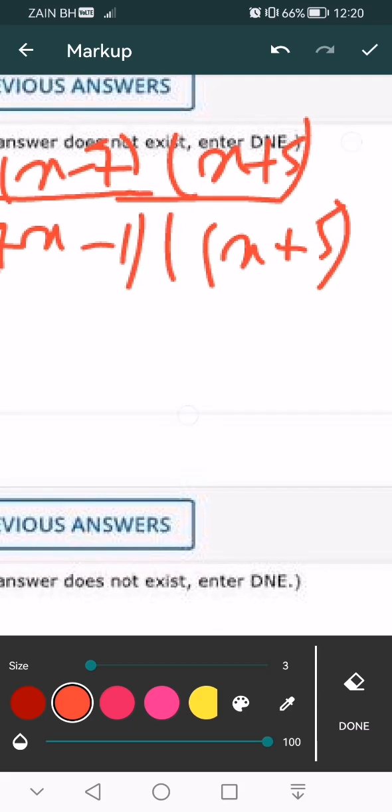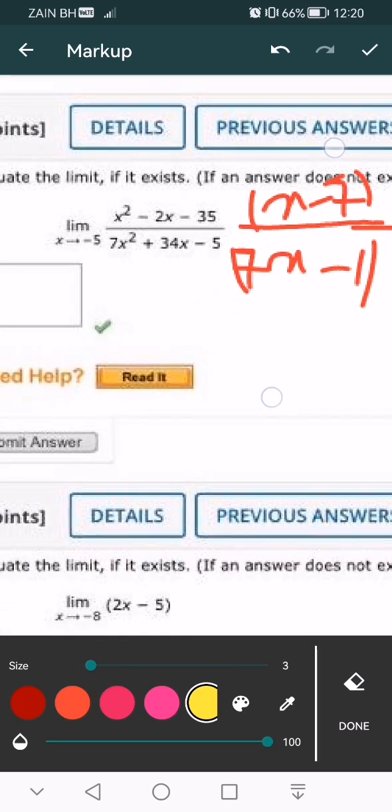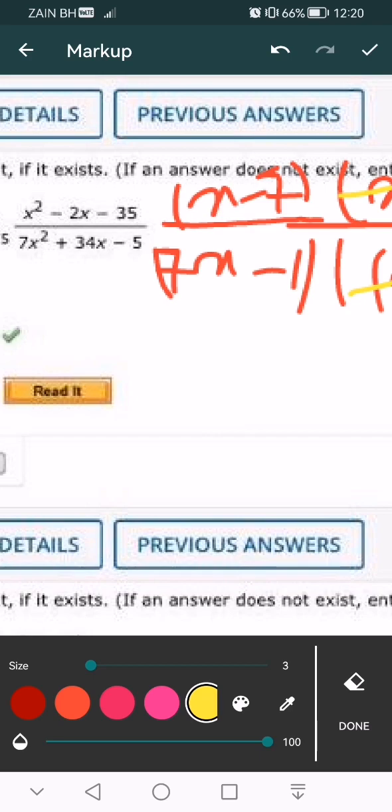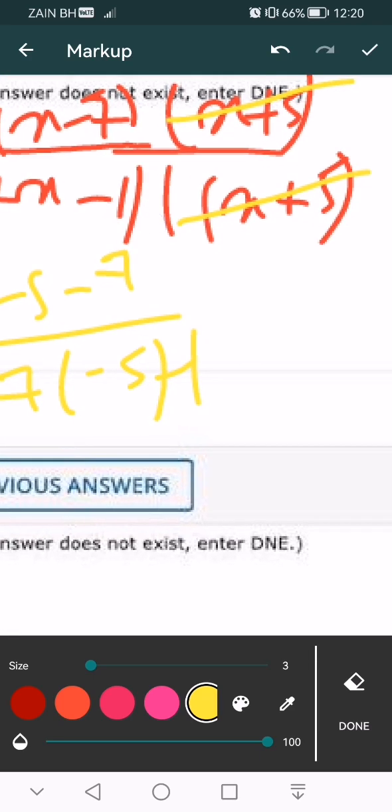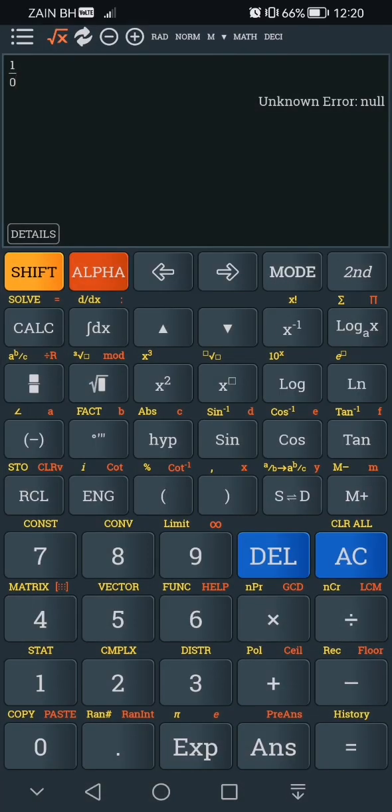Now this one and this one cancel. Now I will substitute by minus 5. So minus 5 minus 7 over 7 times minus 5 minus 1, by calculator of course. Okay, I think this is easy.